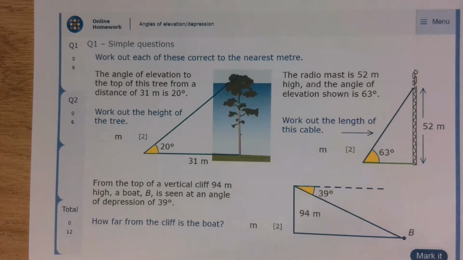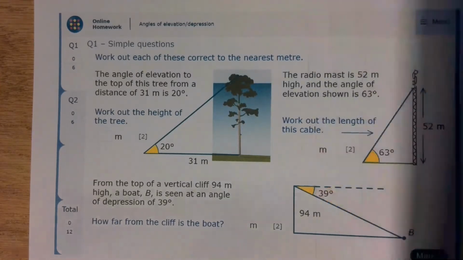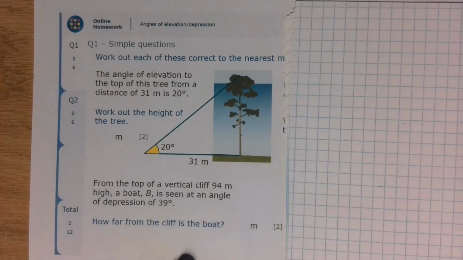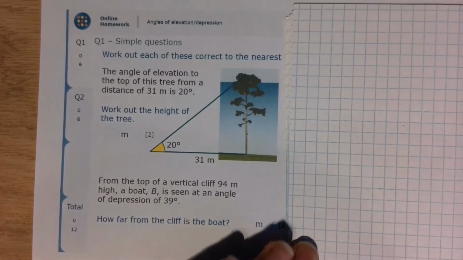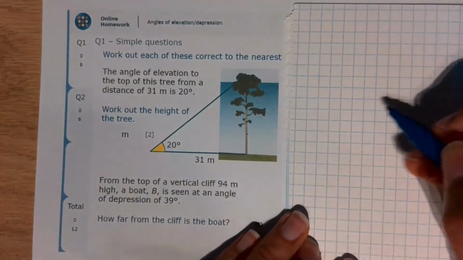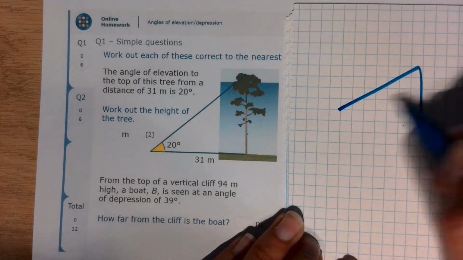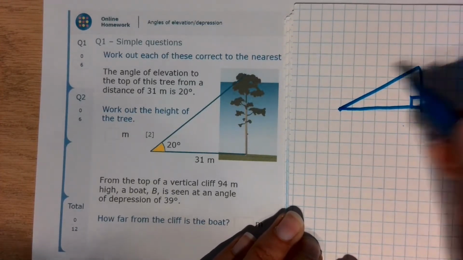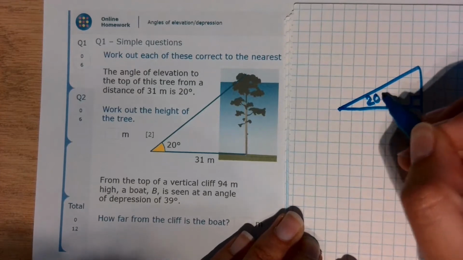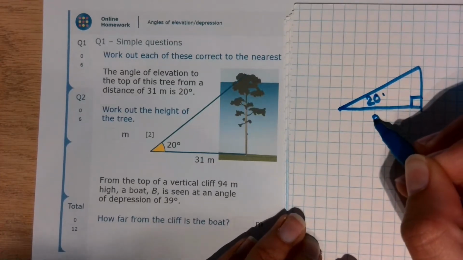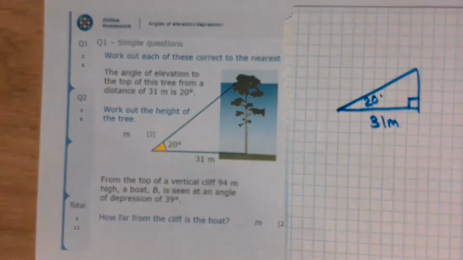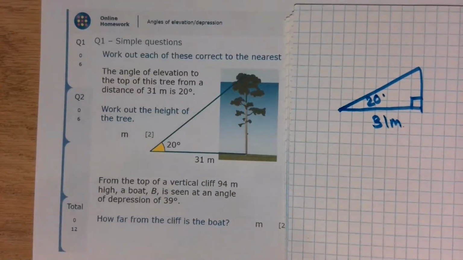So anyway, let's have a look at our tree first. No working out room, of course, so I'm going to have to use square paper. First of all, I'm going to draw myself the triangle. I'm not going to bother about the tree or the grass or the blue sky or any of that jazz. I just care that it's a right angle triangle with a 20-degree angle here, and I know that the base of it is 31 metres. There's an angle involved, so I know I'm going to be using trigonometry.